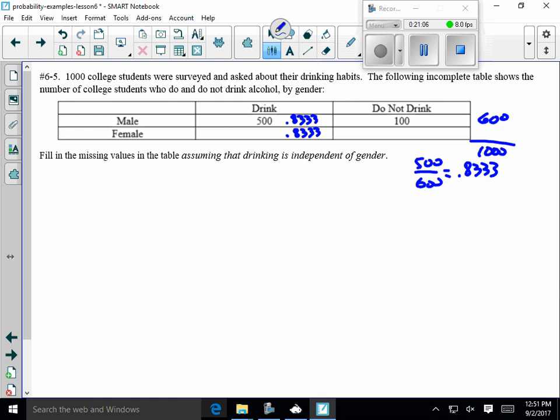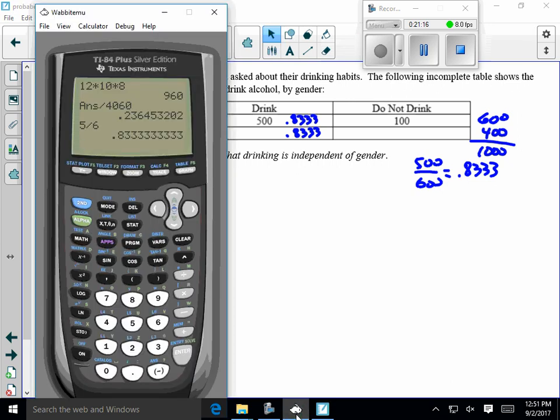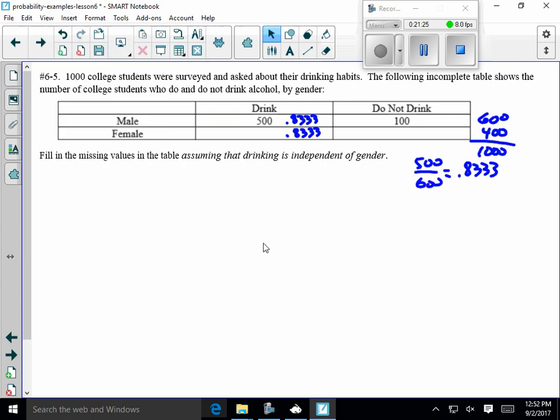It says there 1,000 college students were surveyed here. So by process of elimination, that means there's 400 females. So if 83.333% of those should drink, all I need to do is take 400 and multiply it by the 0.833 number. 83% of 400 is 333.3. So if I were to round that to the nearest integer, that would be 333 females would drink.